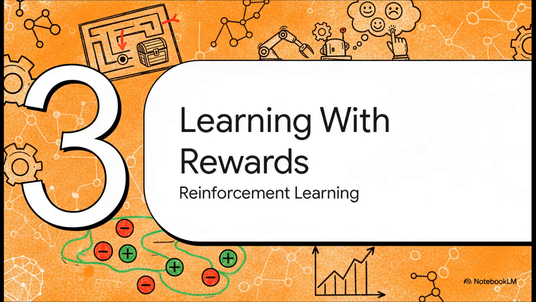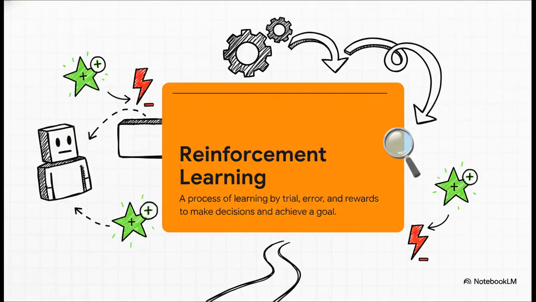All right, on to our third and final style. This one isn't about looking at data labels or finding patterns. It's all about learning by doing, through action and consequence. This is learning with rewards, also known as reinforcement learning. So with this one, the machine, which we usually call an agent, is basically dropped into an environment, like it's playing a video game. It has a goal, but zero instructions on how to get there.